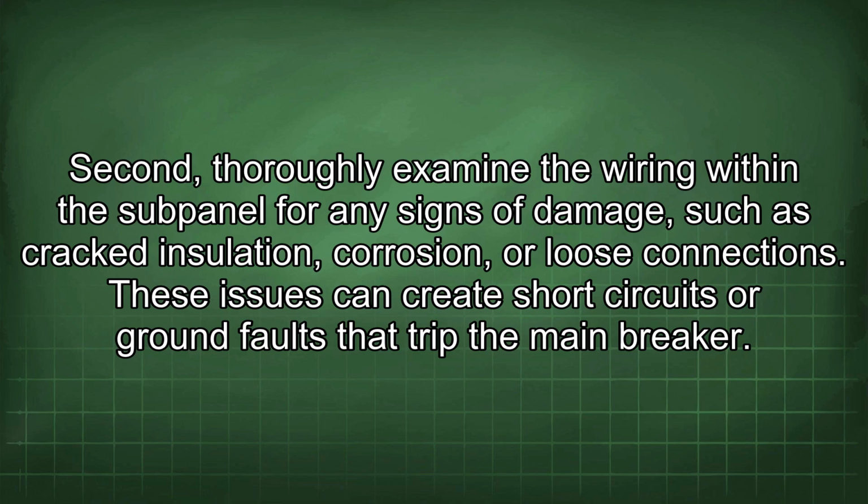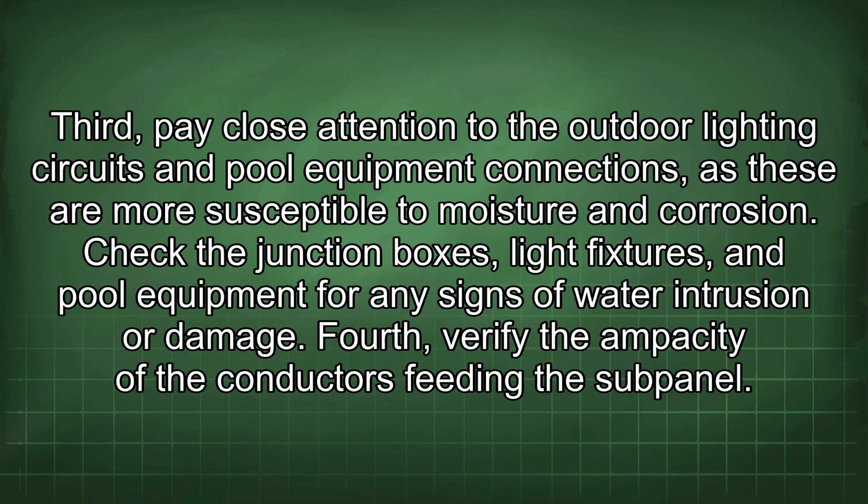Second, thoroughly examine the wiring within the subpanel for any signs of damage such as cracked insulation, corrosion, or loose connections. These issues can create short circuits or ground faults that trip the main breaker. Third, pay close attention to the outdoor lighting circuits and pool equipment connections, as these are more susceptible to moisture and corrosion. Check the junction boxes, light fixtures, and pool equipment for any signs of water intrusion or damage.